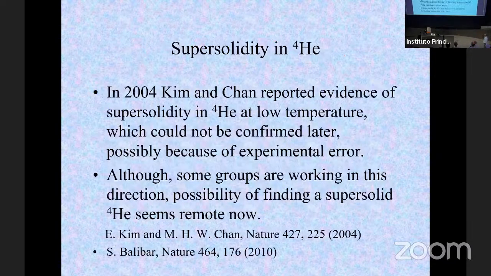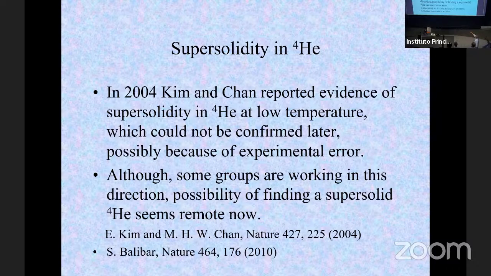It should be able to move. But if it is in a trapped system, there are other ways to check this movement in case of mean field calculation. And in 2004, some group, Kim and Chan, published a paper where they reported supersolidity of helium-4, but which could not be repeated, maybe because of some experimental error or other thing.